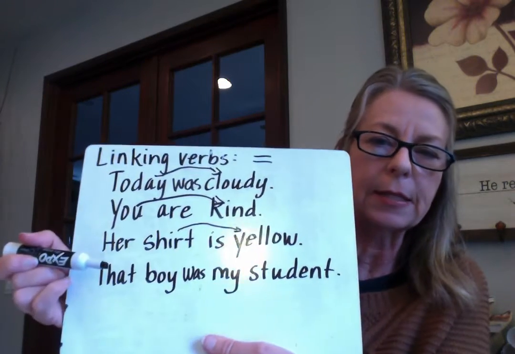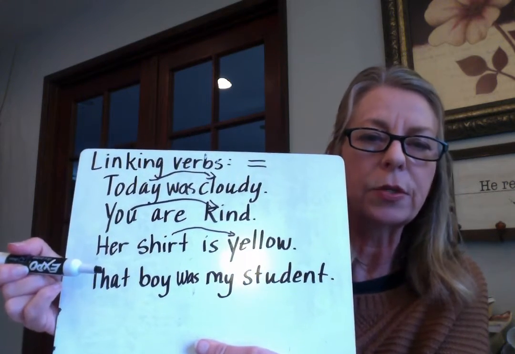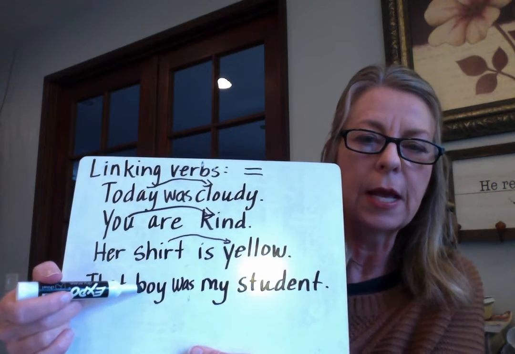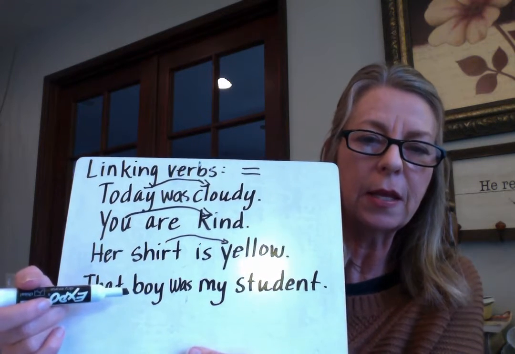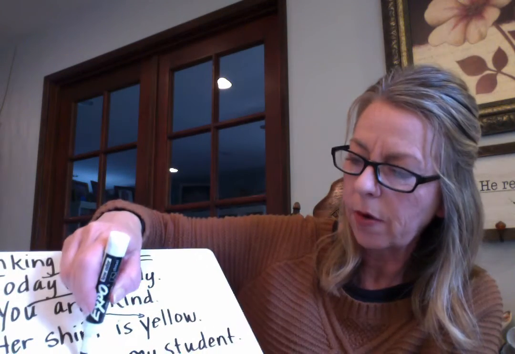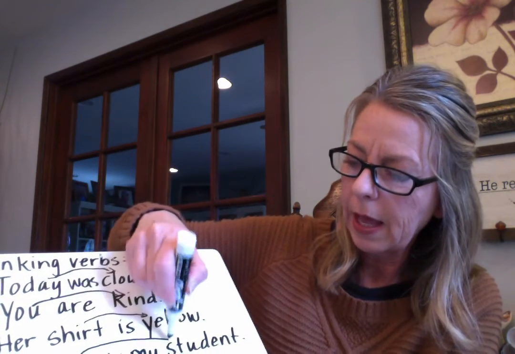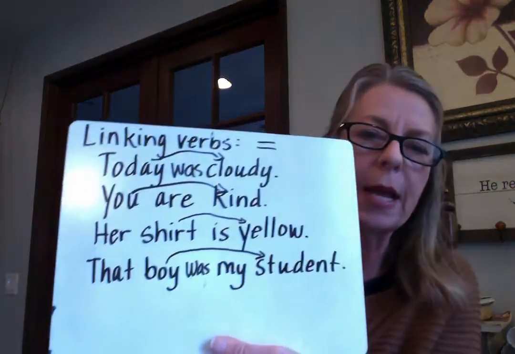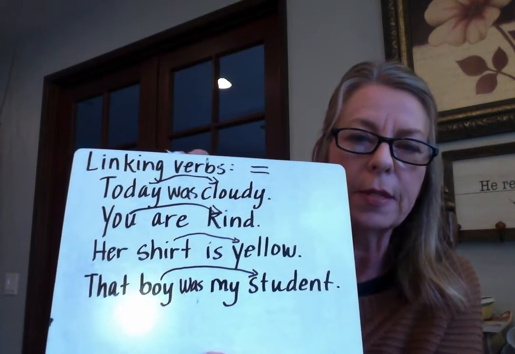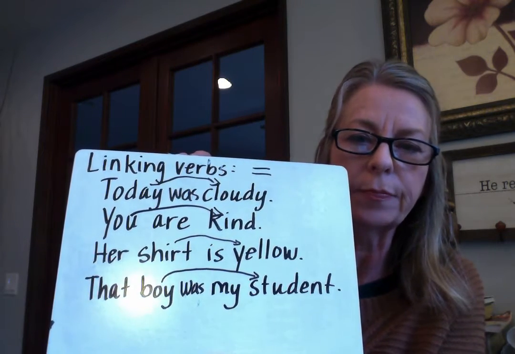All right, last sentence. That boy was my student. Okay, so the subject is boy, right? And is the boy really doing anything? No, I'm just kind of renaming, right? He was my student. So I'm going to say boy and student. That is renaming that boy. And was is the linking verb that puts that all together in the sentence.